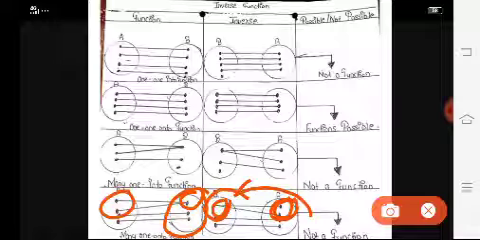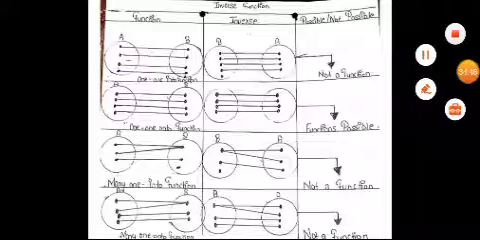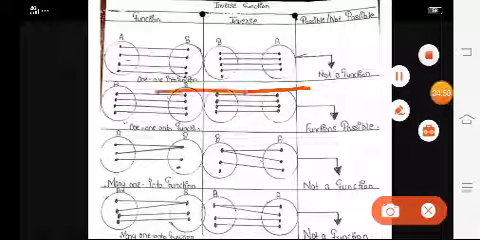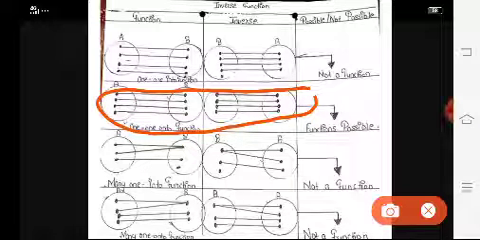Okay, so from this chart I think it will be clear to you that the inverse of a function is possible when it is one-one as well as onto. That is, the inverse of a function is possible only when it is bijective.